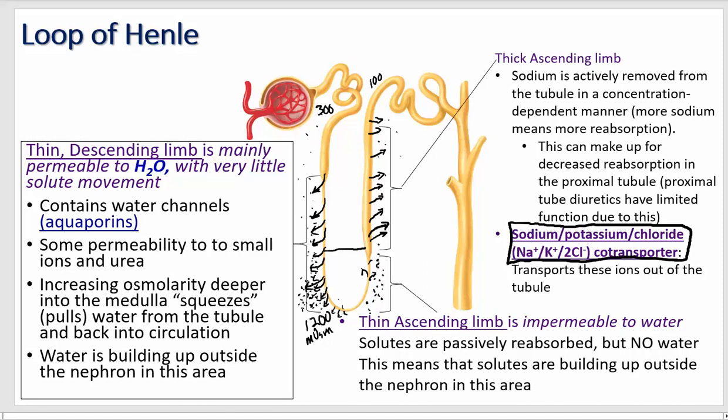So that's what happened in the thick ascending limb. So it can make up for decreased reabsorption in the proximal tubule. Now, I'm reading this bullet here without reading the one that introduces it. But so sodium, we have to make the point that, remember, most things left in that proximal tubule. So most things are gone, including most of your sodium.